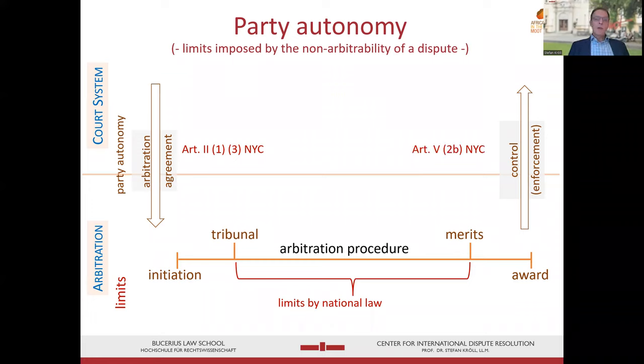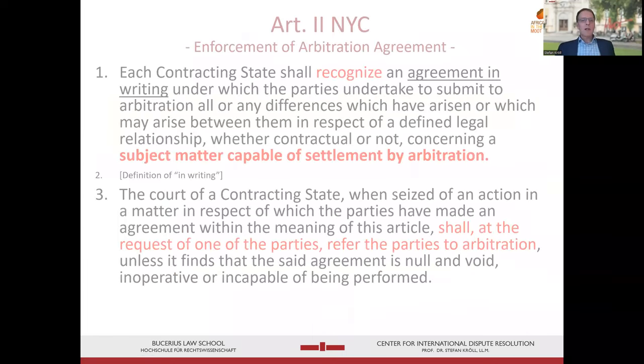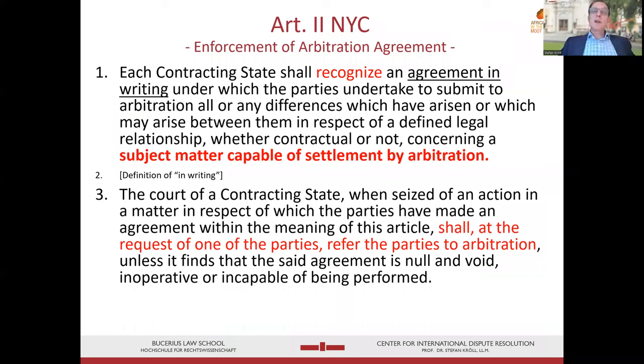So when you look at arbitrability, when you look at Article 2 of the New York Convention, which is the first major obligation under the New York Convention, it requires contracting states to recognize an agreement in writing. And what does it mean, recognize an agreement in writing? Their courts have to refer the parties to arbitration if one of the parties invokes that. However, there are certain limits to that. They only have to recognize that if the subject matter is capable of settlement by arbitration. And they only have to refer the parties to arbitration if the said agreement is not null and void, inoperative, or incapable of being performed.